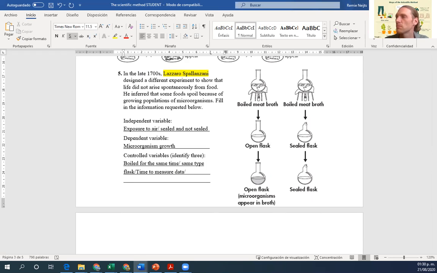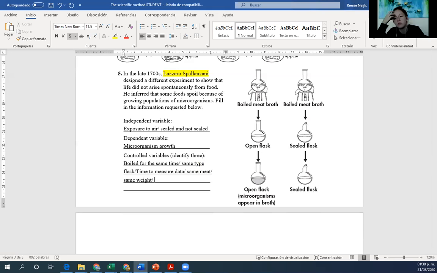What else is the same? Maybe it's the same caldito, the same ingredients. Yes, of course, the meat. Very important. You cannot take meat from two different cows or two different chickens. It has to be the same meat, okay? And it has to be the same amount, even. Same weight. What else? There's a lot, way more than three. The same amount of caldito? Yes, same amount of water for sure.